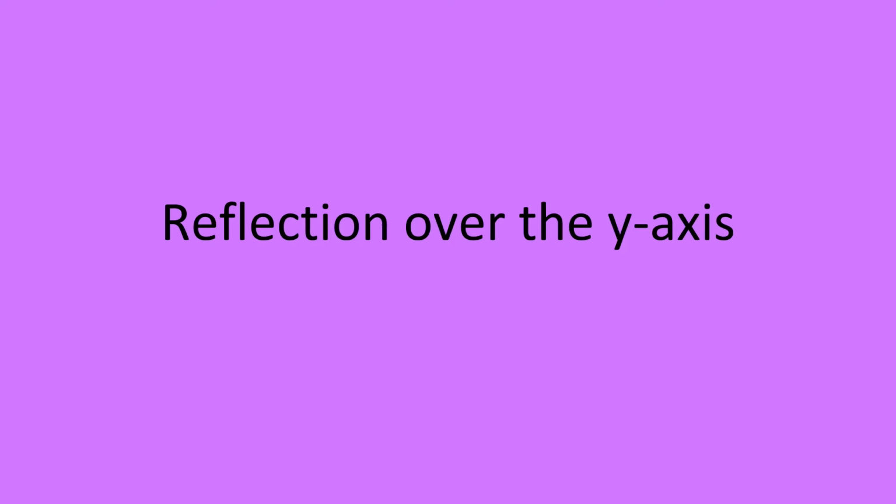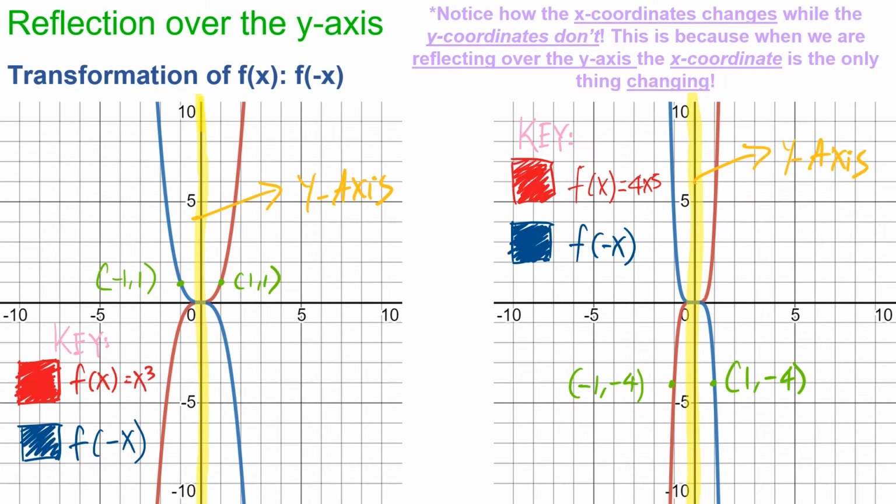Here is reflection over the y-axis. The transformation of f of x is f of negative x. Something to notice is how the x-coordinates change while the y-coordinates don't. This is because when we are reflecting over the y-axis, the x-coordinate is the only thing changing.